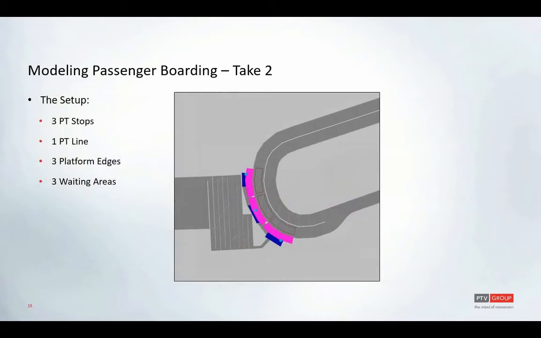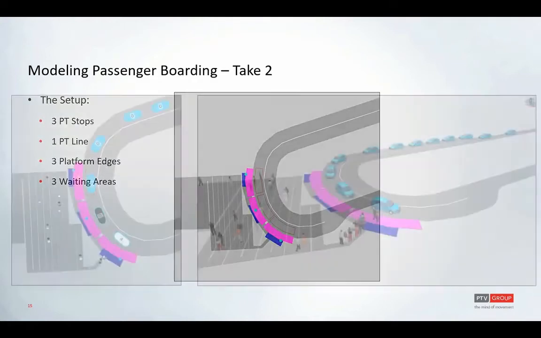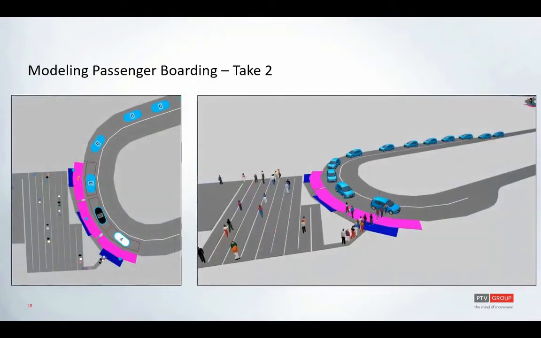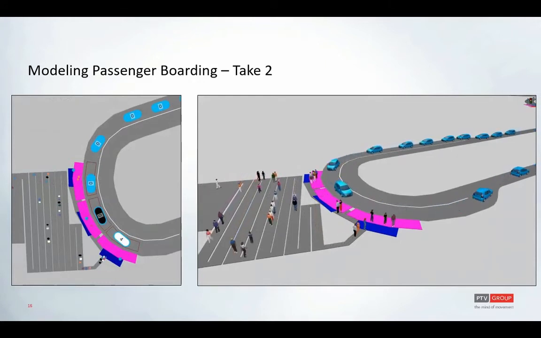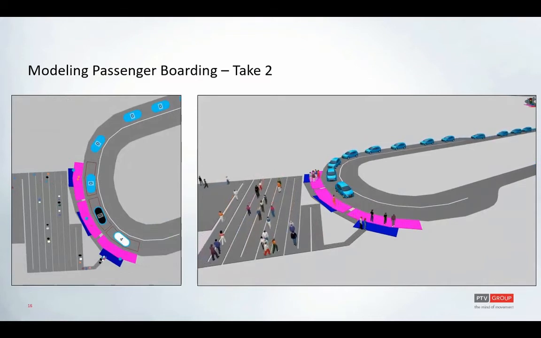Okay, so the second option we looked at doing is taking that single PT stop and splitting it up into 3. And then each of those stops have their own platform edge and waiting area. One of the interesting things here is that once you split up those waiting areas, then you have to define the pedestrian static routes to each of those areas, so that people aren't necessarily served on a first-come, first-served basis, since they're all going to their waiting areas. So sometimes they won't necessarily get served in the correct order.